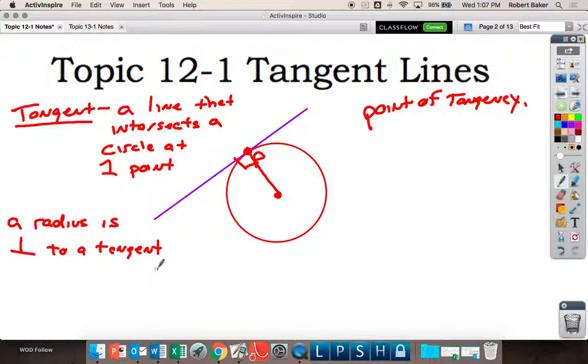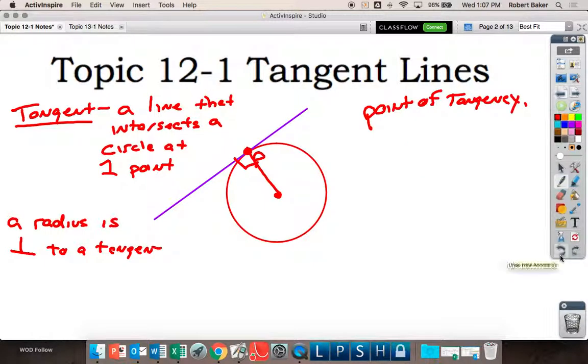Anybody concerned about the angle measure made by a tangent and a radius? Okay, so that's property number one. What's this angle right here?